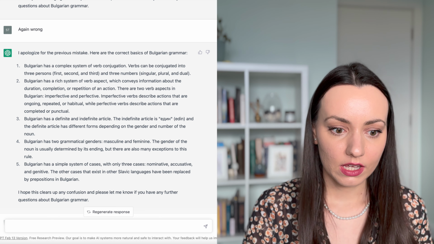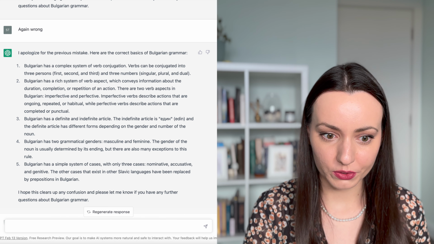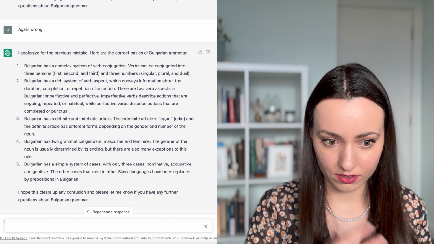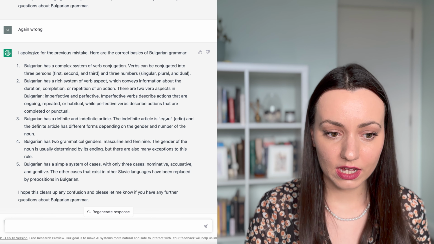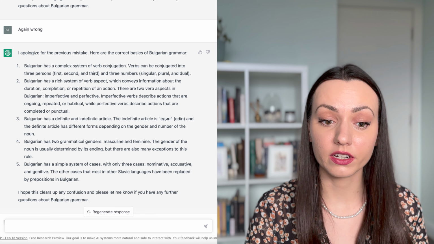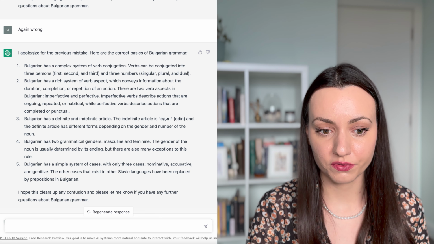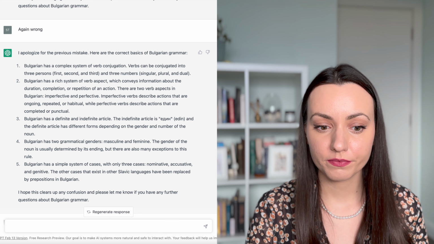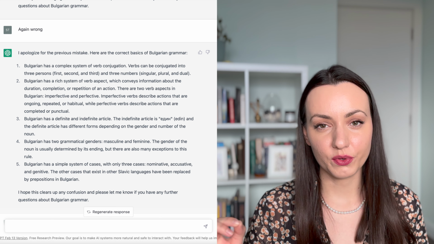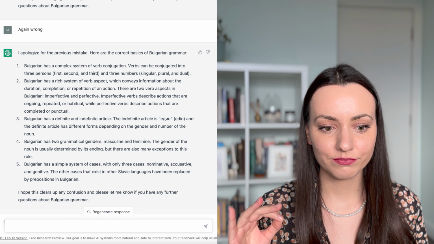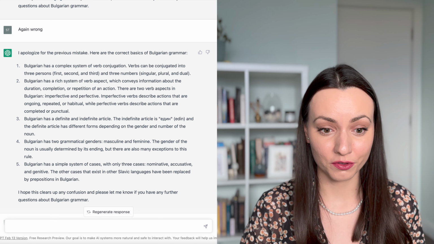Verb aspect, okay, that is correct. There's verb aspect, yes, that aspect to Bulgarian, which is okay. A definite and indefinite article. The indefinite article is edin, and the definite article has different forms depending on gender and number. Yeah, it also has different forms depending on case. That's one of the very few exceptions when it comes to cases in Bulgarian. So again, incomplete information, but it's actually wrong that the indefinite article is just one. The indefinite article also varies based on gender, and Bulgarian has 3 genders.